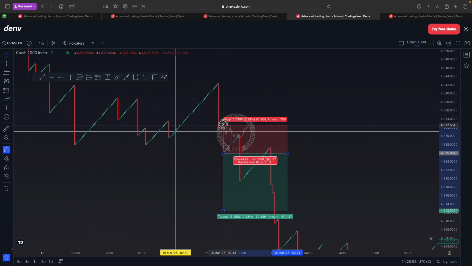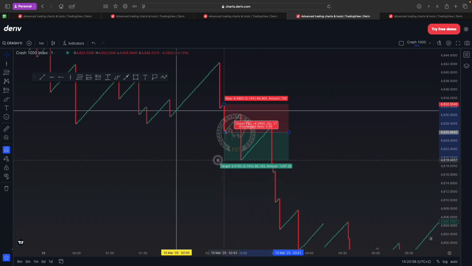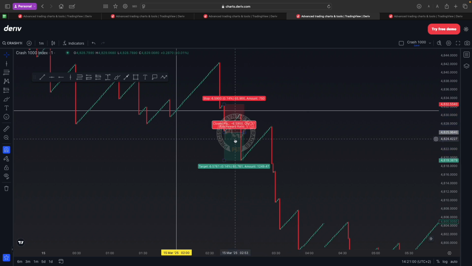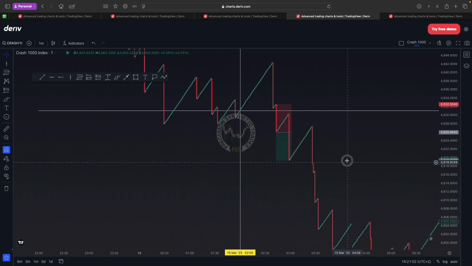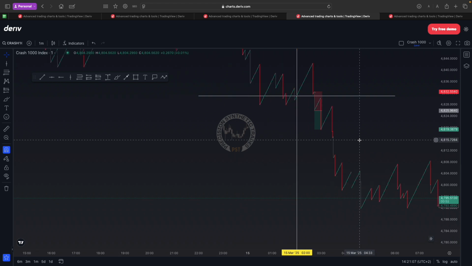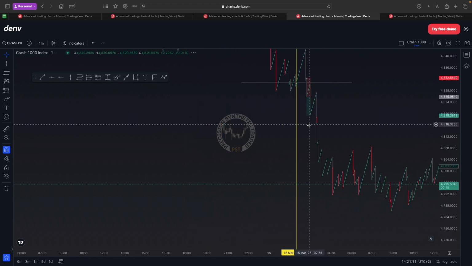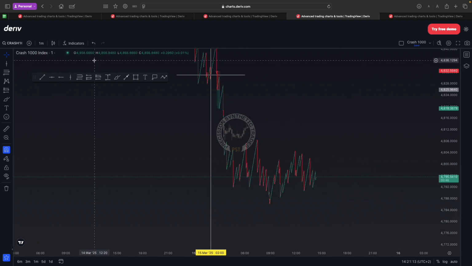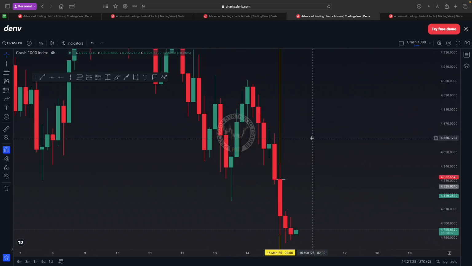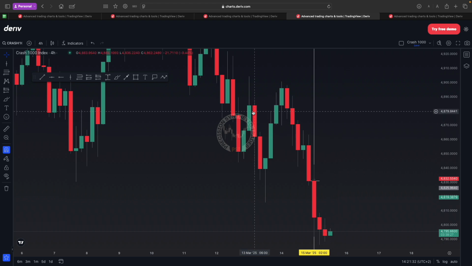Enter there, stop loss right over there, and you target a 1-to-1. And there you got your trade. In this case, as you can see, you can always open up 2 trades. You can let the one run and you can close the one here, but this one ended up going down. Let me show you another example on crash. Let's have a look.